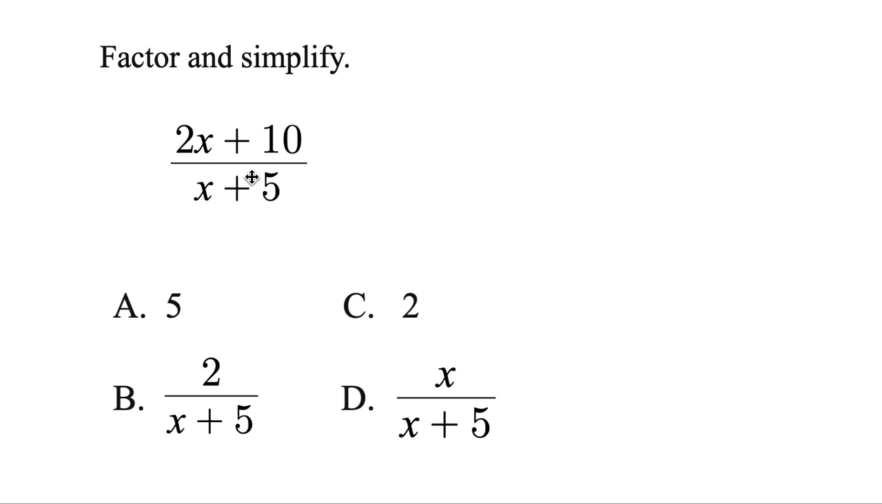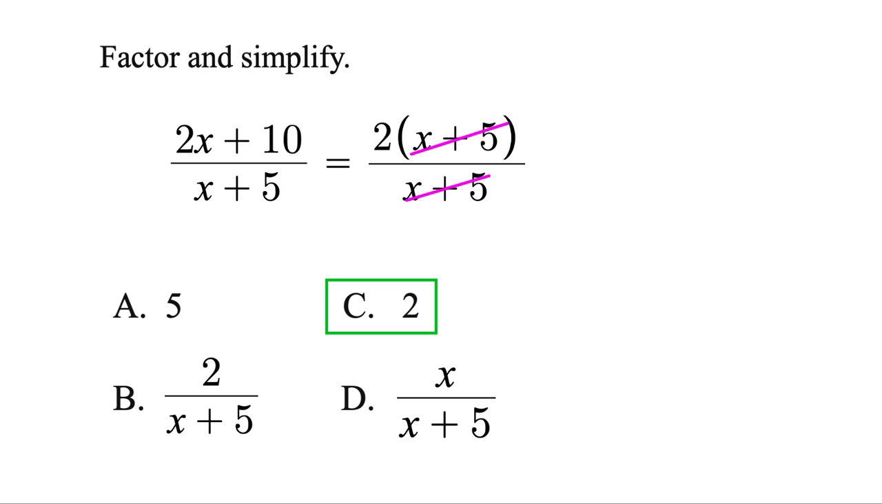In order to simplify a fraction, we usually have to factor. And in this case, what could we pull out of the top? Well, both of these are divisible by 2, so you could pull that out front. And that works because if you do 2 times x, we get 2x, and 2 times 5, we get back to 10. However, we now have the same thing divided by the same thing, and those are always going to cancel. So surprisingly, we're just left with 2, so that is our final answer here.